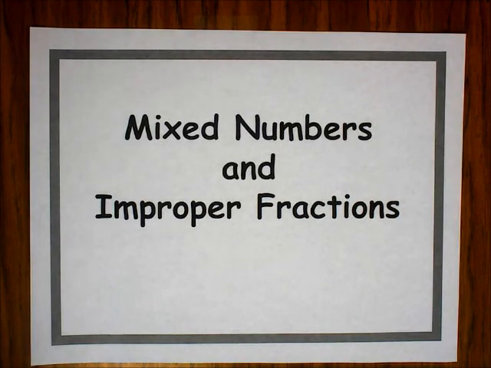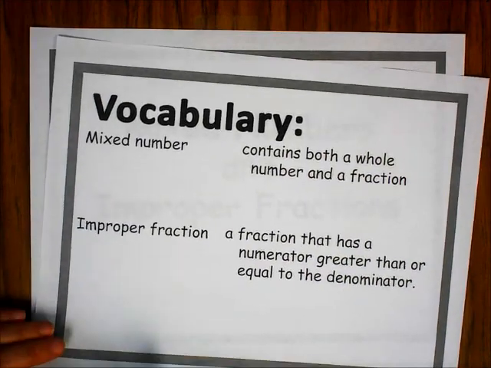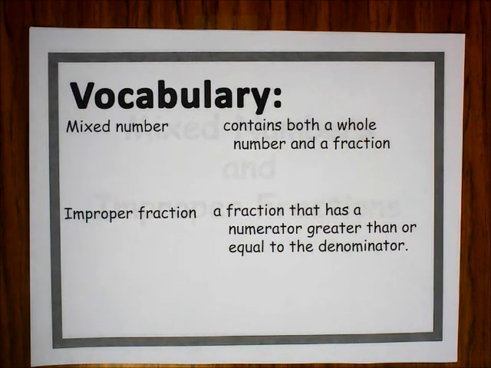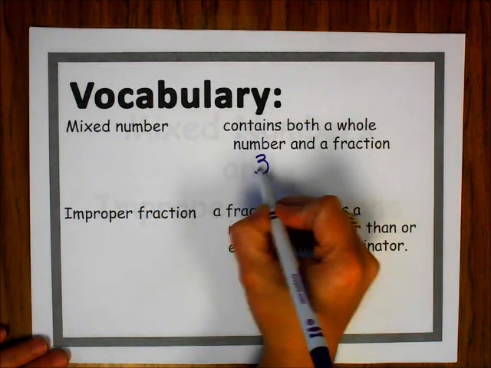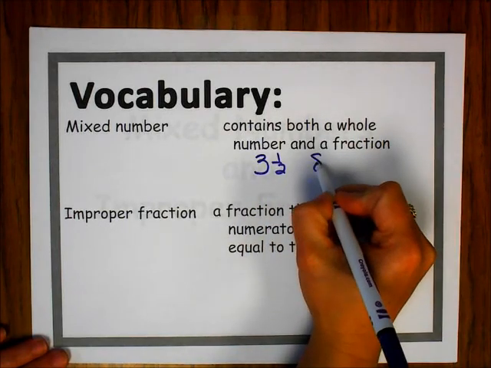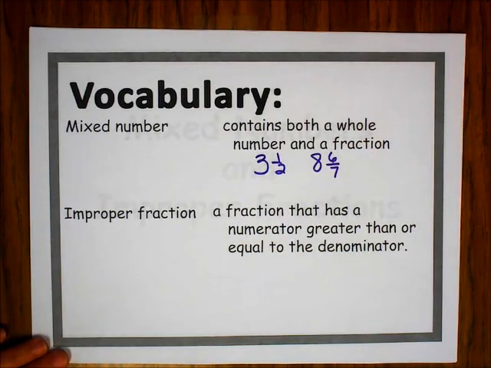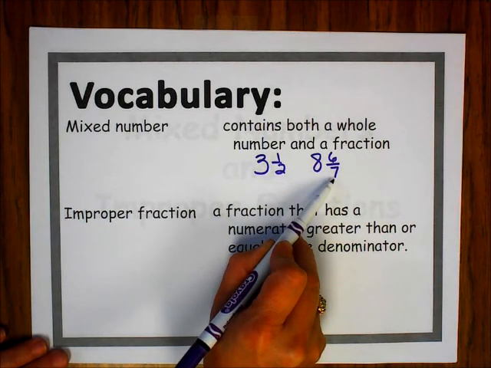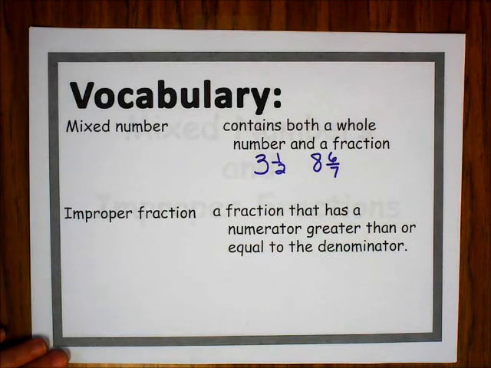We're going to start with vocabulary. We have 2 vocabulary words today. I need you to write them in 2 column note format in your journal. Your first vocabulary word is mixed number. You need to remember that a mixed number contains both a whole number and a fraction. Some examples of mixed numbers are 3 1/2, 8 6/7. 3 is your whole number, a half is your fraction. 8 is your whole number, 6/7 is your fraction.